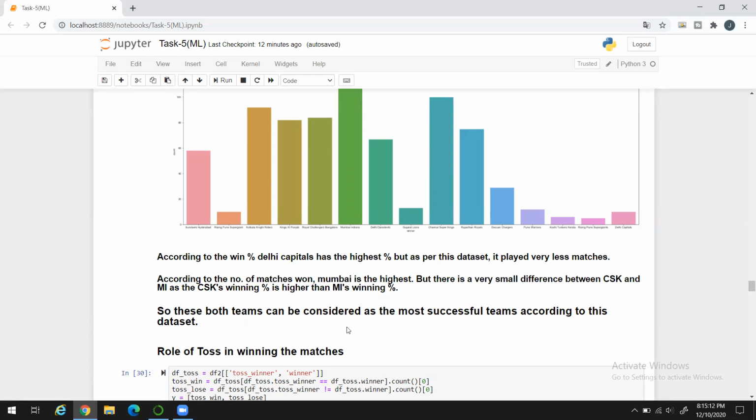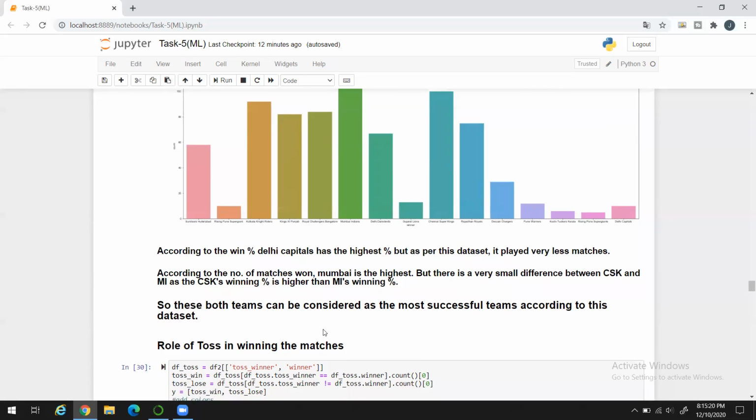So we can't come to one conclusion of a single team. Both these teams can be considered the most successful teams according to this data set.